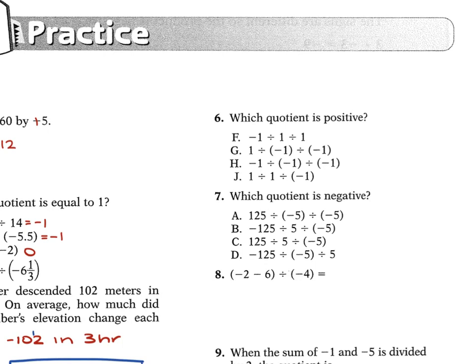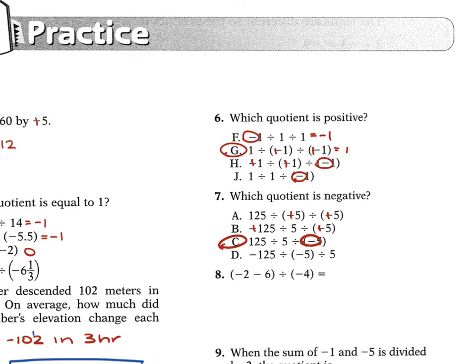For 6, it says which quotient is positive. F, we would get a -1. G, we would get a +1. So G would be positive. For 7, it says which quotient is negative. So A, we have 2 negatives in there, so that would be positive. Same thing with B. With C, we only have 1, so that would be our negative.